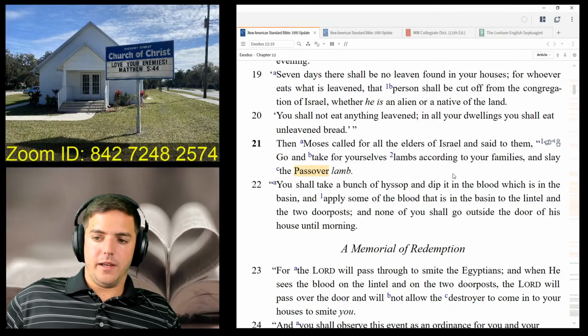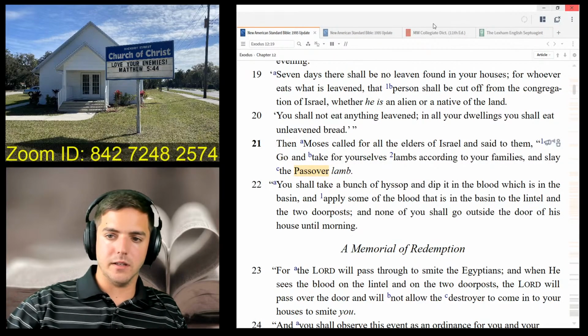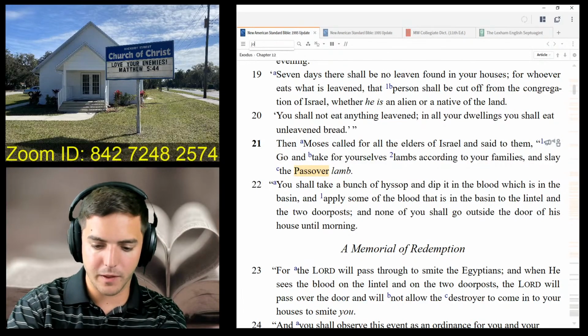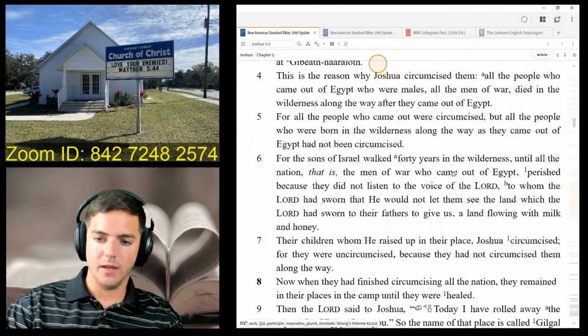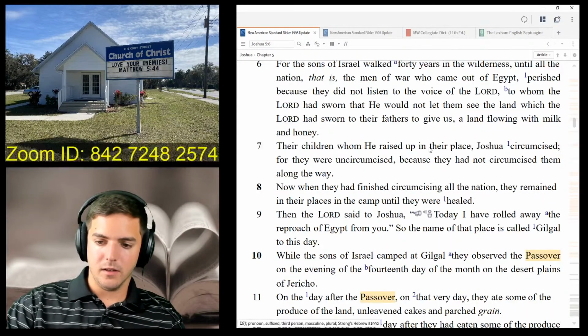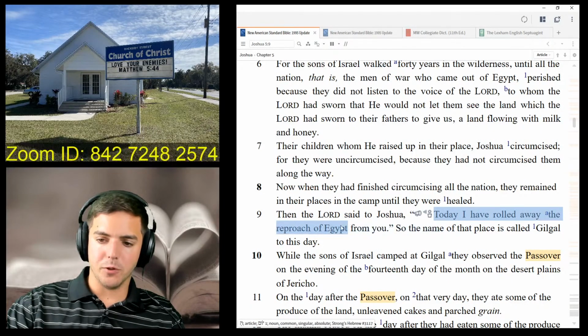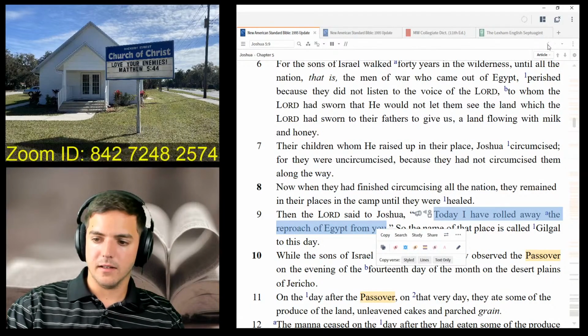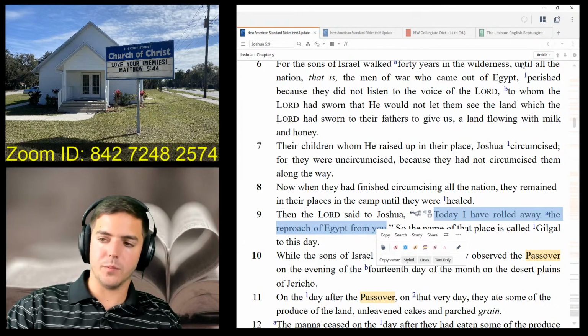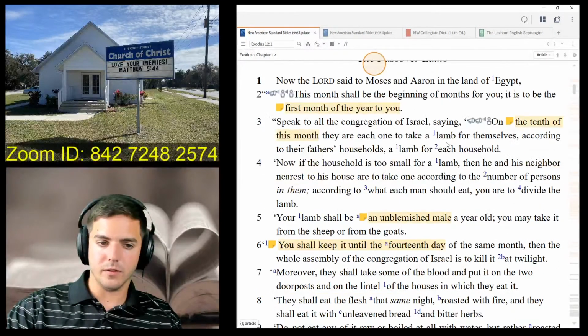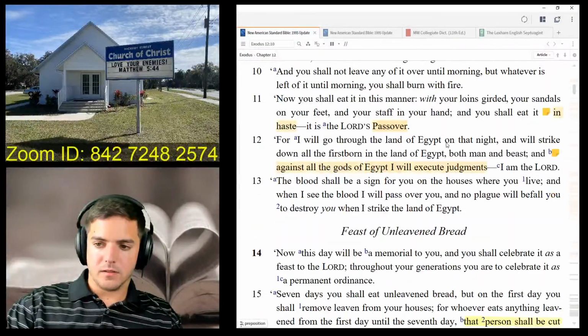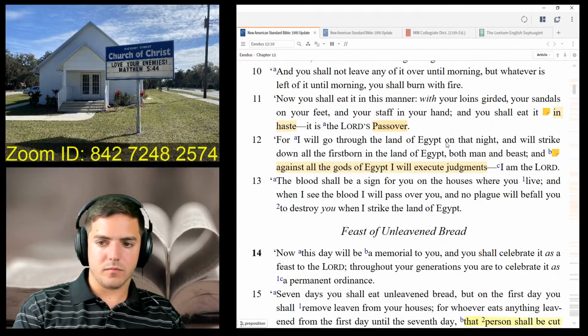That's right. And one of the things that a lot of people love about this passage is Joshua 5:9. It's not until they enter into the land that he says, "Today I have rolled away the reproach of Egypt from you." Joshua 5:9. It wasn't until they went into the promised land that God said that.